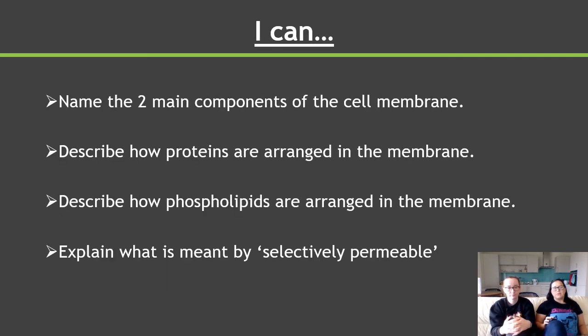Okay, so that's what we've covered today. You should be able to name the two components of the cell membrane, proteins and phospholipids, describe how proteins are arranged in the membrane, randomly blobbed through it. The phospholipids are in your bilayer, so one layer on top, one layer on bottom, and selectively permeable means it can select what substances enter and exit the cell.